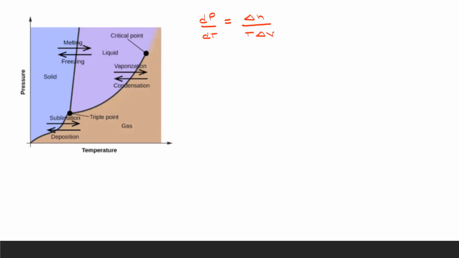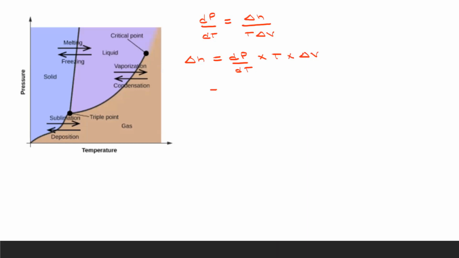If you rearrange this equation, you can find out the value of delta H, which will be equal to dP by dT into T into delta V. The values for all these are given to you in the question itself.